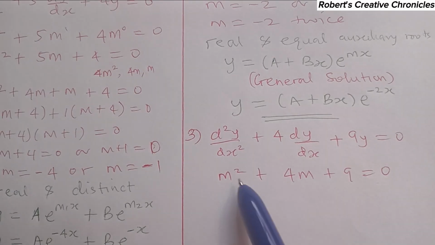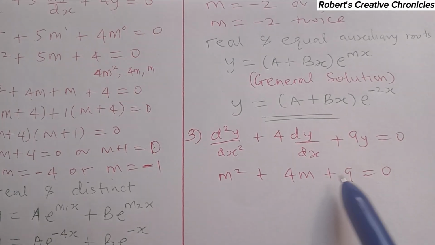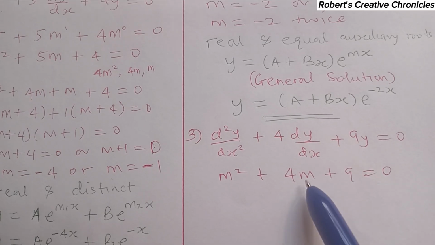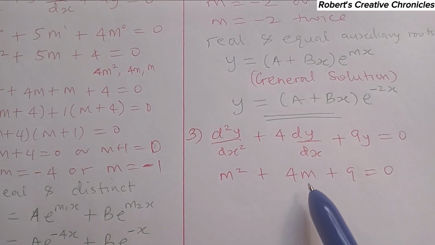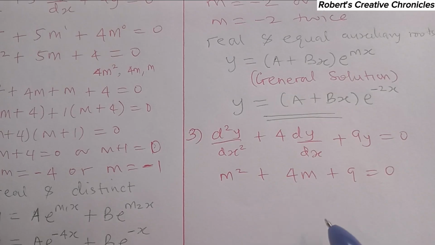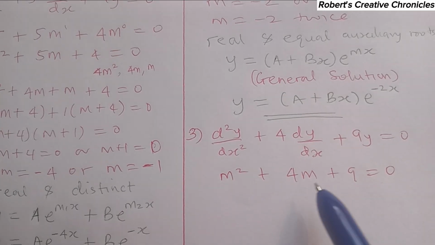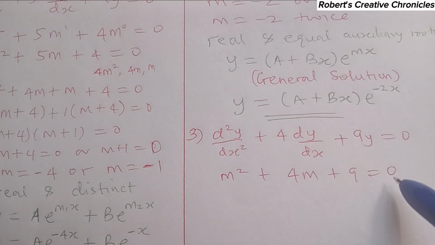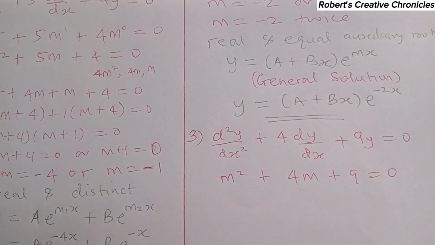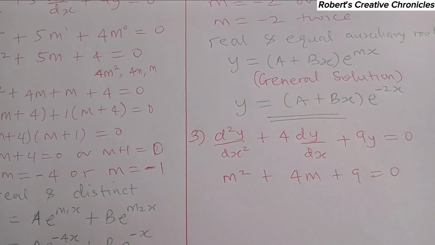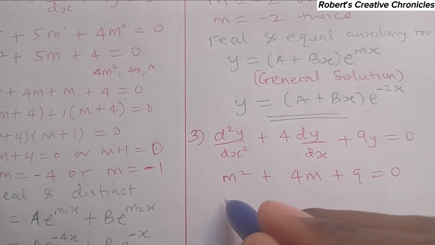Because this will be 9m squared. What will multiply to give you 9m squared and add to give you 4m? It's hard for you to think of any value for that. So you have to use the quadratic formula. You can't use the factorization method. Let's use the quadratic formula.